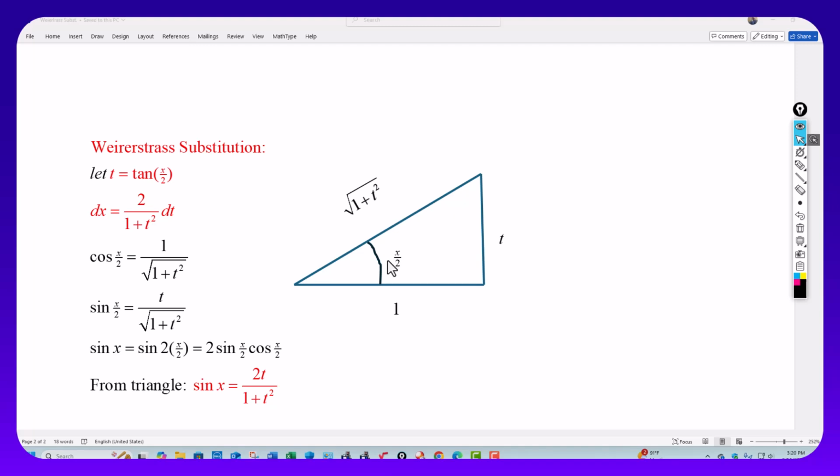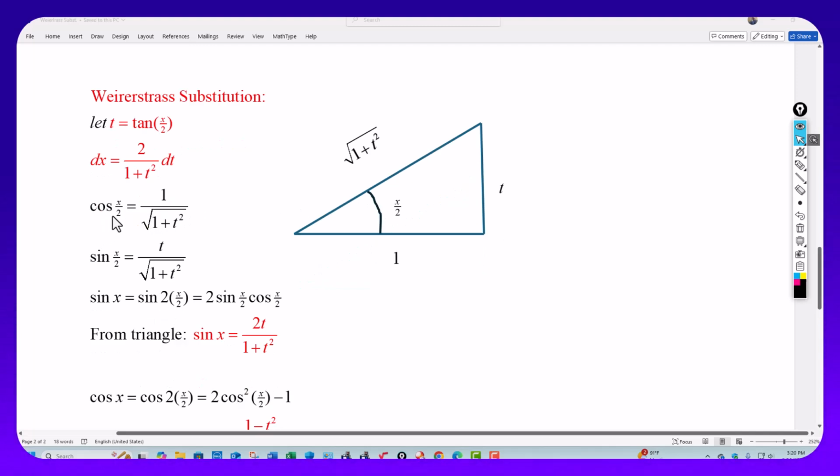So here's the angle, got a right triangle here. Tangent is opposite over adjacent, so that's your t over 1. Complete the triangle, and then this is a right triangle. Hypotenuse is equal to the square root of 1 plus t squared. So notice then, the cosine of x over 2 from the triangle is adjacent 1 over hypotenuse, 1 over the square root of 1 plus t squared. The sine of x over 2 is opposite over hypotenuse. So it's t over the square root of 1 plus t squared. Now those are the substitutions there.